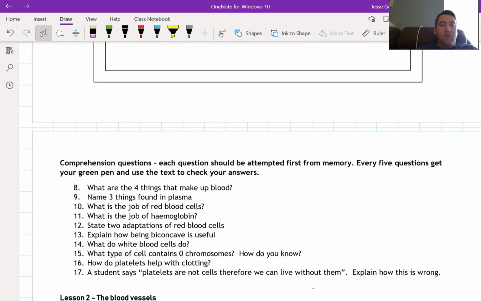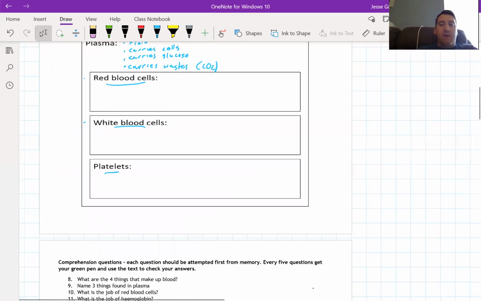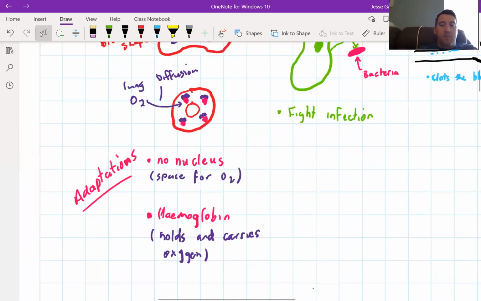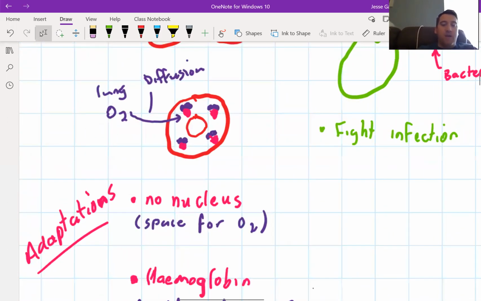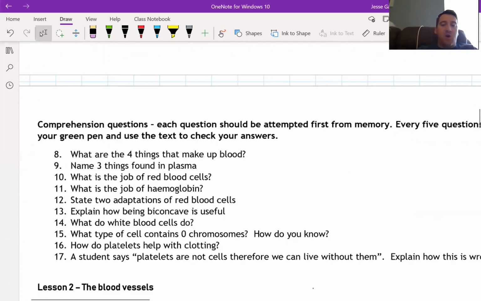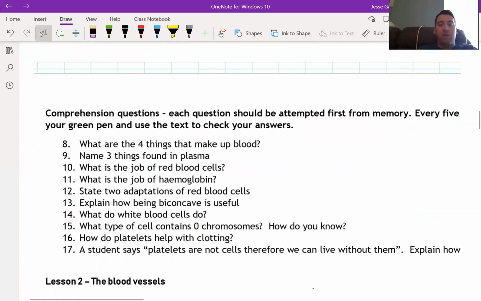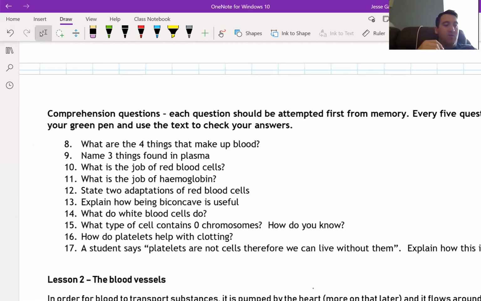Number 11, what is the job of hemoglobin? The job of hemoglobin, well, it's this thing up here. It's the pink thing that was trapping the oxygen. So its job is to hold and carry oxygen. All right, that's a simple way of describing it. It's a little bit more complicated than that, but for now, that will do fine. So it holds and carries oxygen.